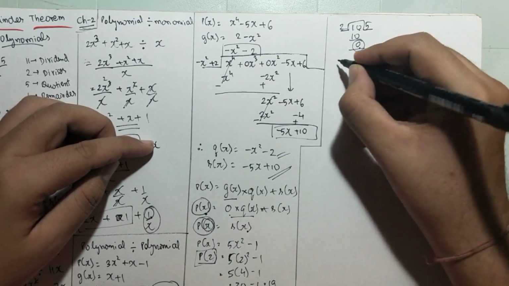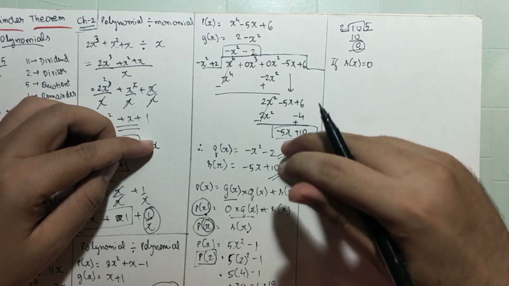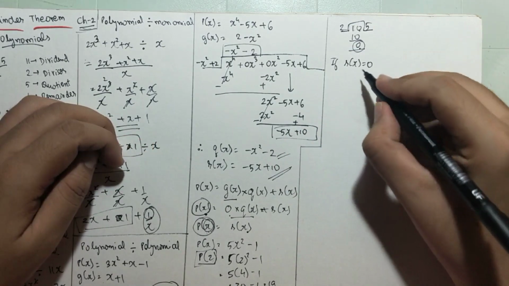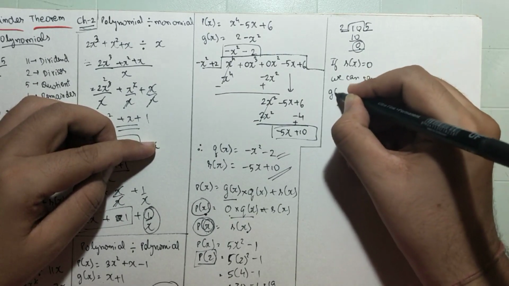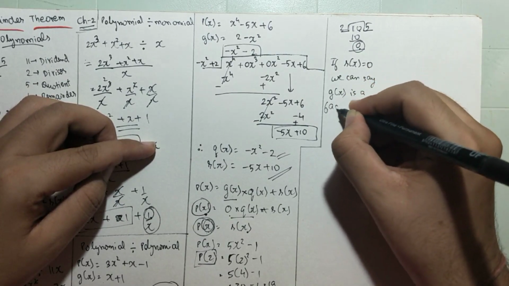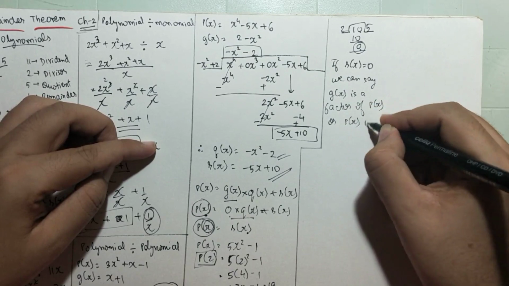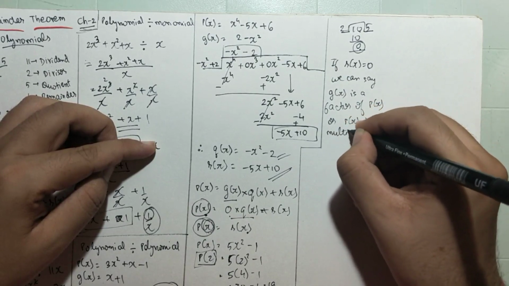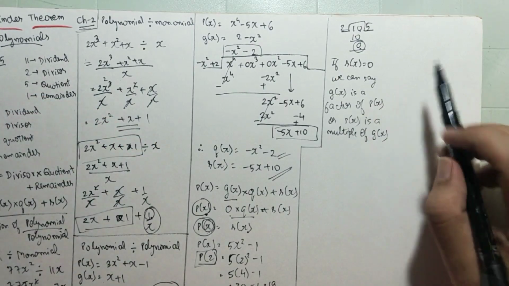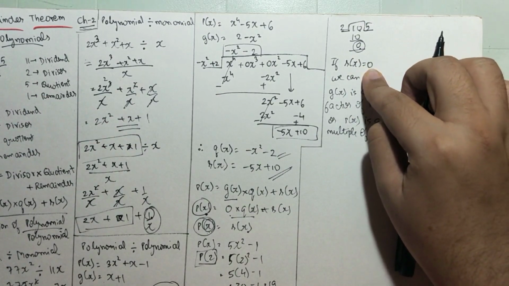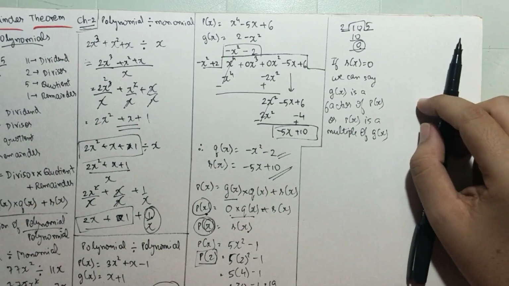So same happens with polynomials. If r of x equals 0, means कुछ रिमाइंडर बचा ही नहीं, रिमाइंडर 0 हो गया. If r of x is equal to 0, we can say that g of x is a factor of p of x or p of x is a multiple of g of x. p of x हमारा डिविडेंड होता है, g of x हमारा डिवाइजर होता है. तो अगर रिमाइंडर 0 है तो g of x is a factor of p of x and p of x is a multiple of g of x.